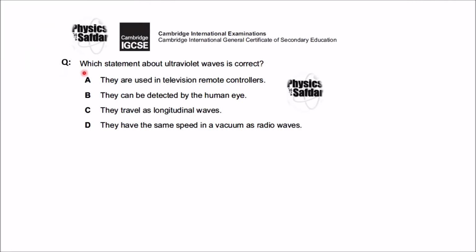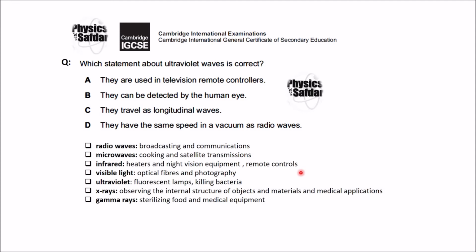Now the question is, which statement about ultraviolet wave is correct? And you have 4 options. First of all, once again recall the uses of electromagnetic waves. Here you can see the different uses of electromagnetic waves. This question is related with the ultraviolet waves. So move on to the ultraviolet waves. Ultraviolet waves are used in fluorescent lamps and killing bacteria.